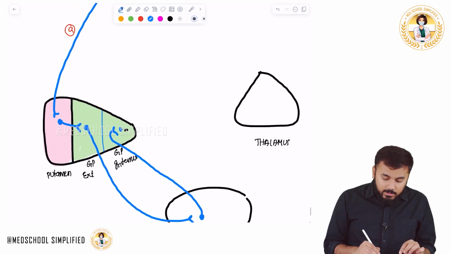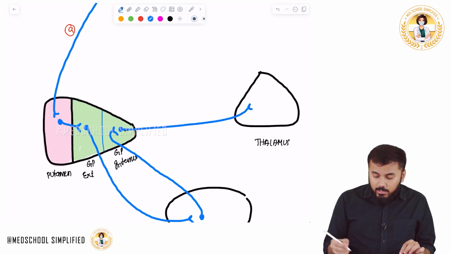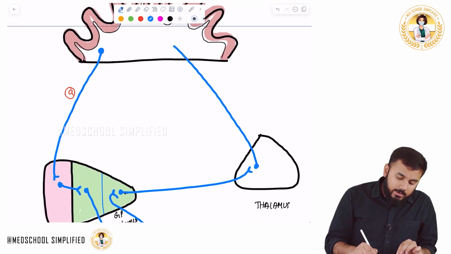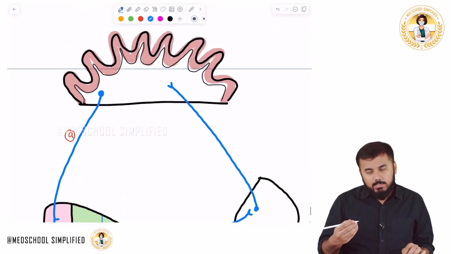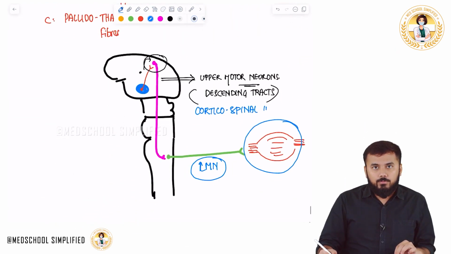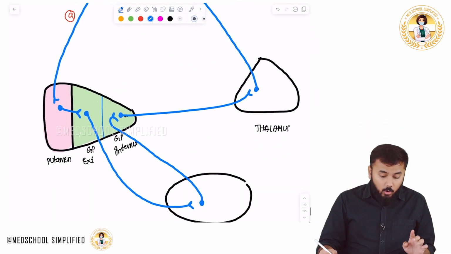From globus pallidus internus, you have got a fifth neuron. This will go and enter into your thalamus, and from the thalamus, the final neuron will go and enter into your motor cortex, and again the same, from the motor cortex with the help of descending tracts, it will come down. Now here, look how many pathways are there.